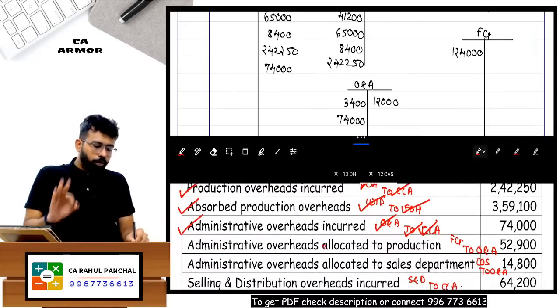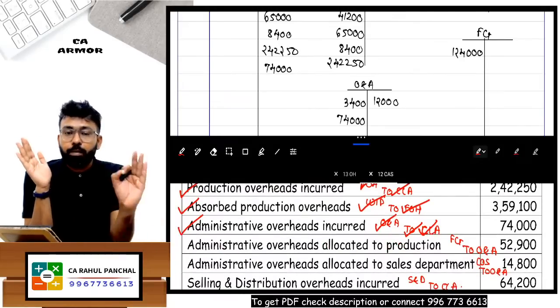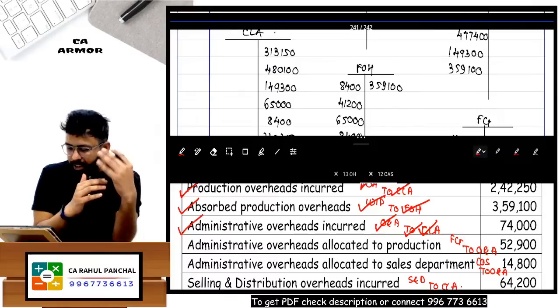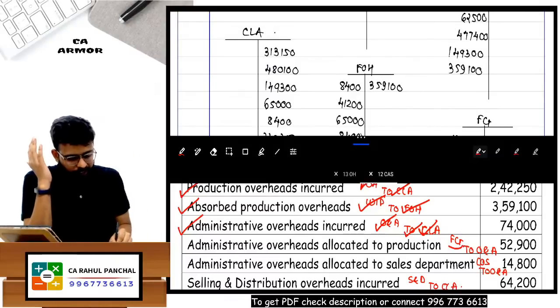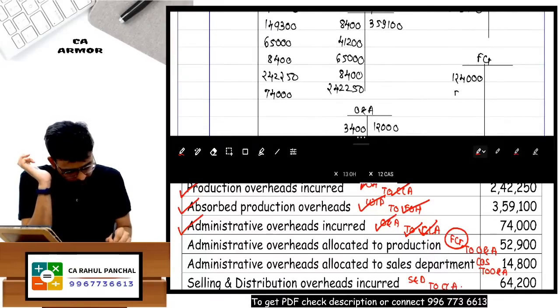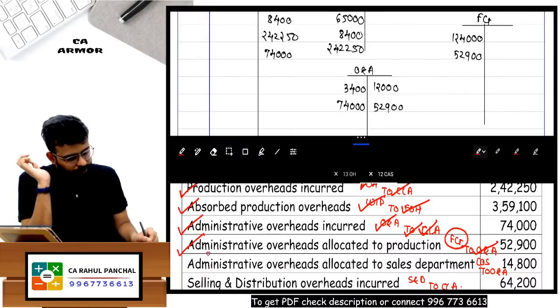Administration overheads allocated to production. Now this is connected to production, which shall be charged to the finished goods account. From the top you will get your factory cost, and to the factory cost you add that adjustment. We have done that in the cost sheet. So if it is charged, you have to charge it to the finished goods account. Finished goods debit side 52,900, and office and administration credit side 52,900.